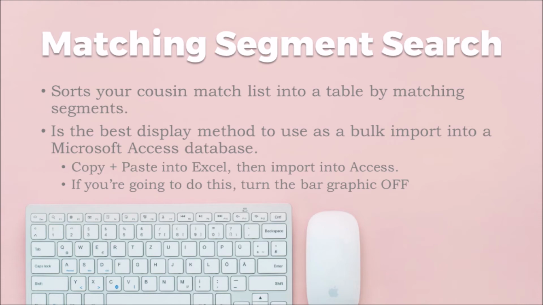If that's something that you like, you'll really enjoy working with Access. And this is the only way that I've seen where you can do a bulk import of all of your cousin matches into an Access database. If you're going to do that, when you run the utility, you're going to see an option for a bar graphic. If you're going to do the bulk import, though, you turn this off.